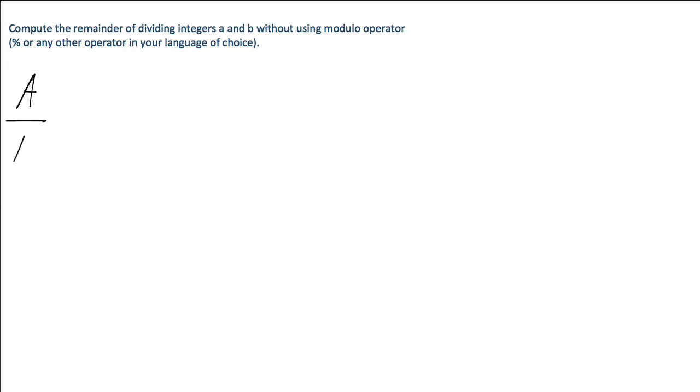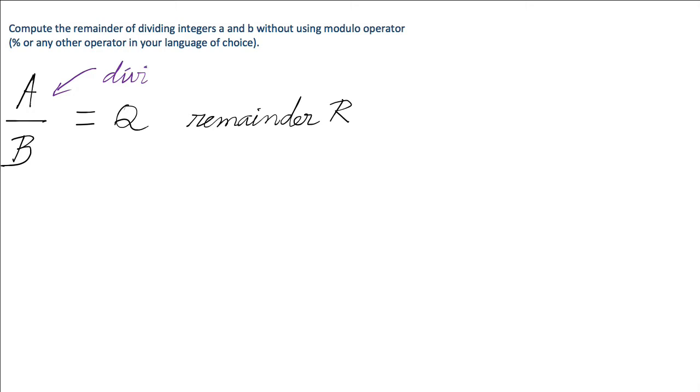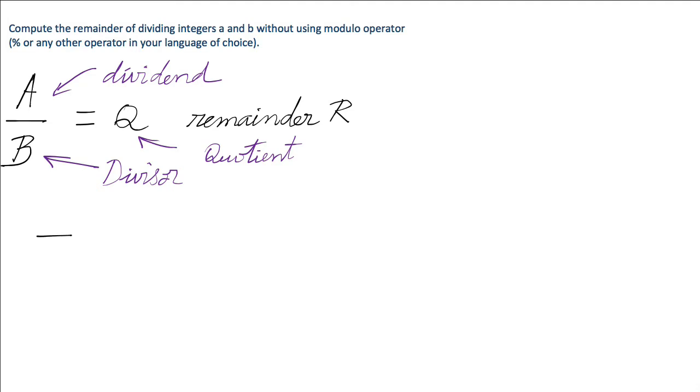If we divide an integer a by b, we get q as the answer with the remainder r. a is called the dividend, b is called the divisor, and q is called the quotient. For example, dividing 7 by 5 gives us 1 as the answer with remainder 2.